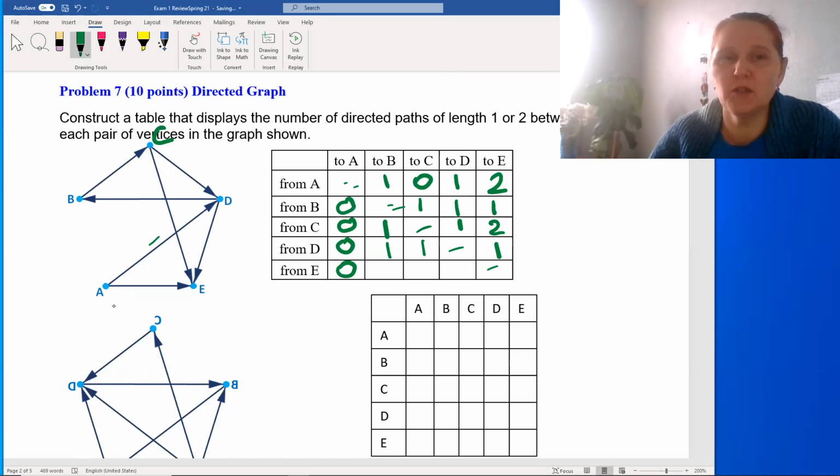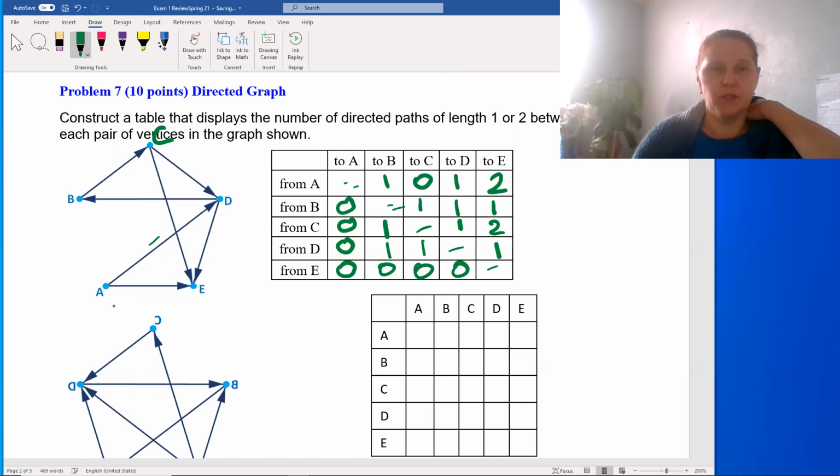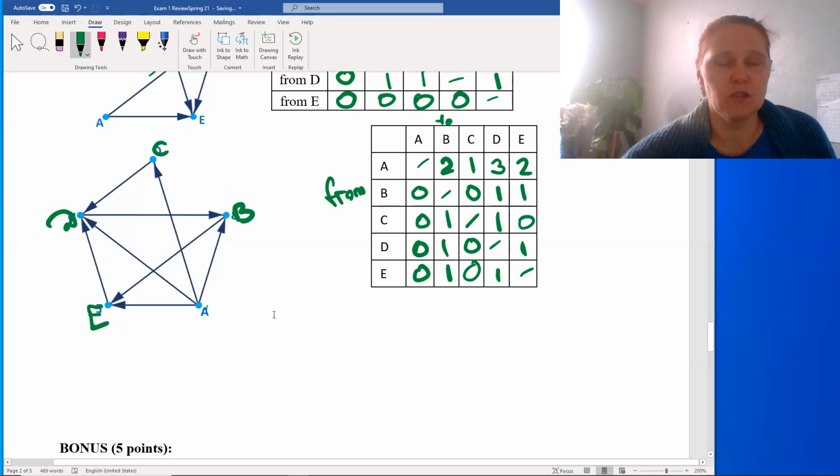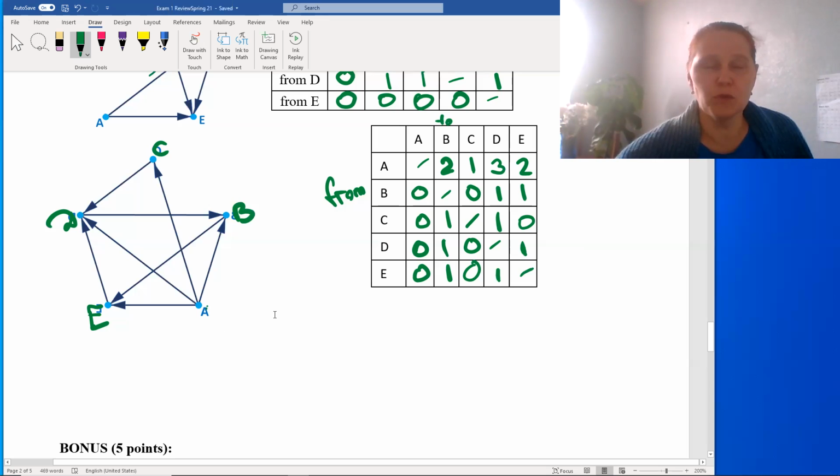From E to B, actually from E, there are no edges coming out from E, so you can't go to any other vertex starting from E. So this is the way how to fill out this table. Just be careful by searching for the possible ways.